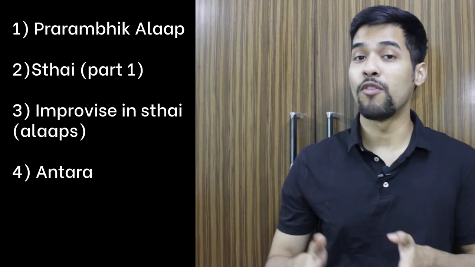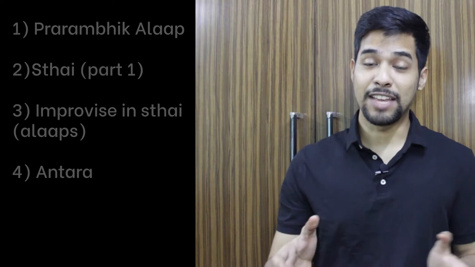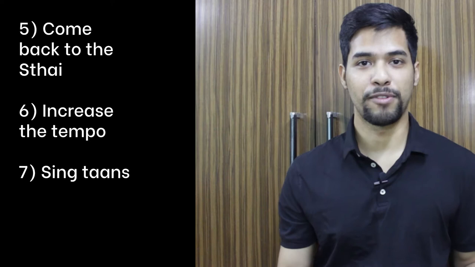So Prarambhik Alap, then we move on to the part 1 of the Bandish, wherein the tabla also begins playing with us. And then we improvise, sing alaps, etc. Then we move on to part 2. And then if we wish, we can also sing alaps in the Antara. And then we move back to part 1, increase the tempo, and change our mode of improvisation, which now are tans. Tans are fast combination of notes, remember.